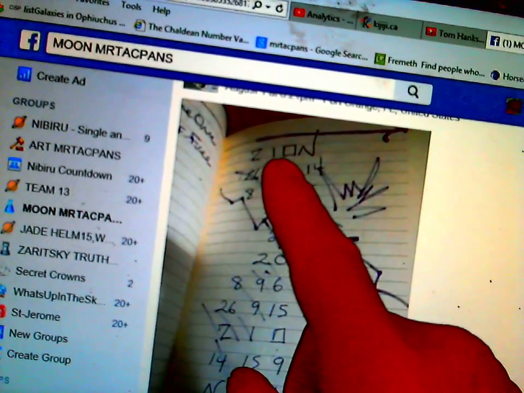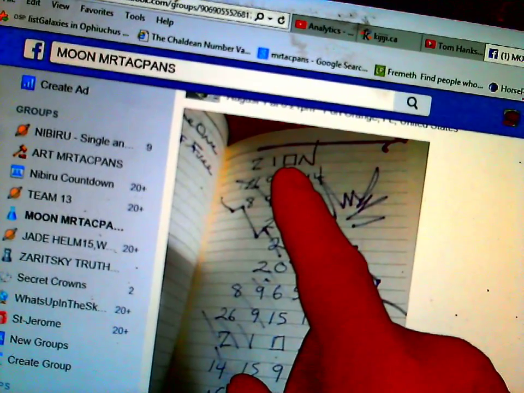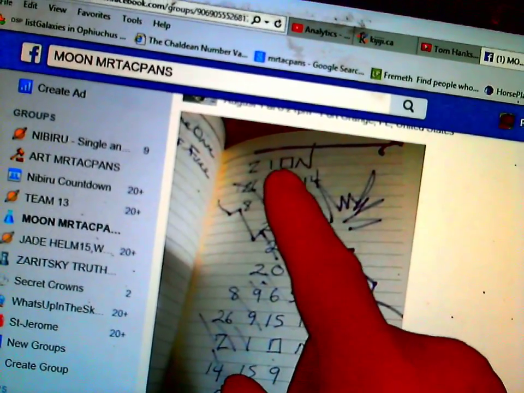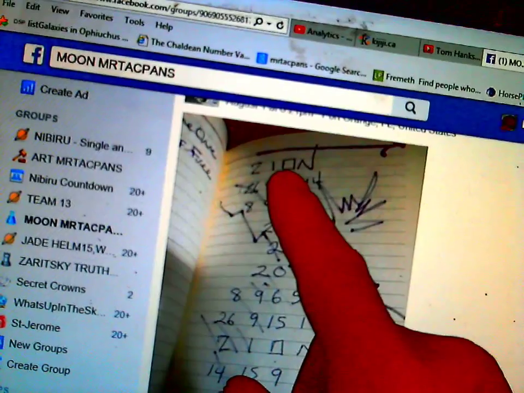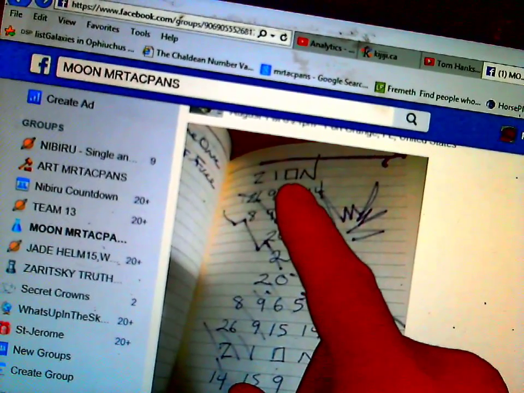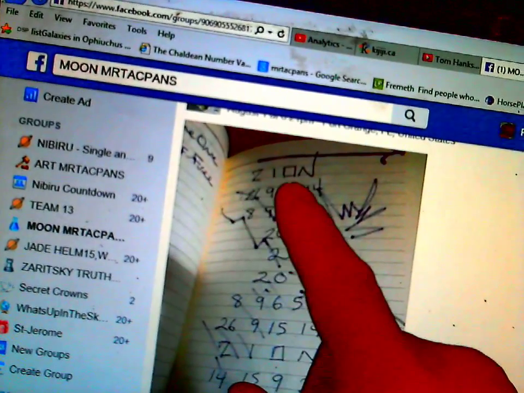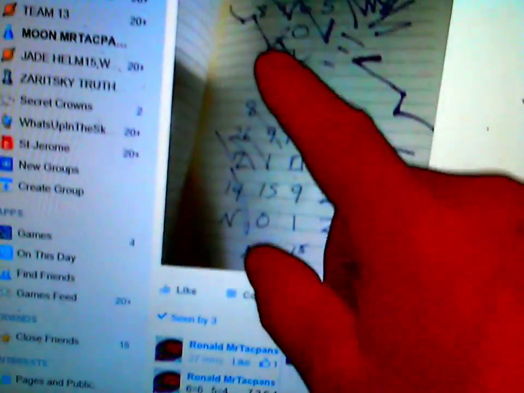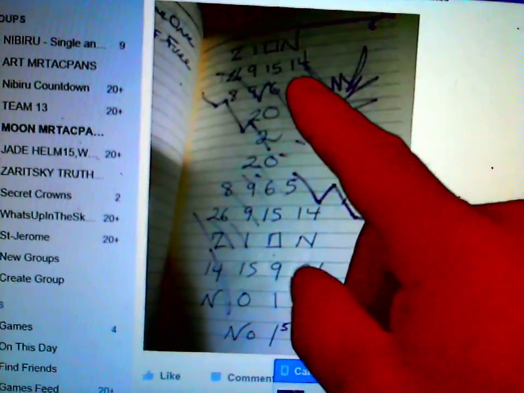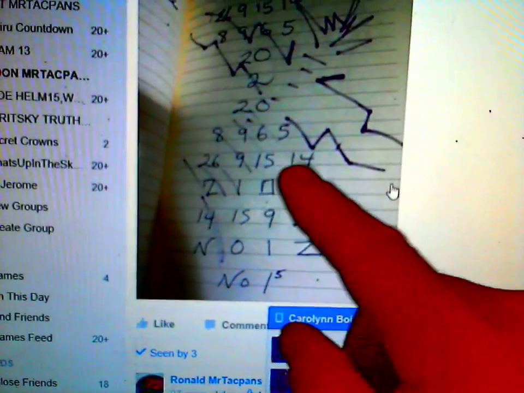1, 0, 10 equals 6. This one, 0 equals 15, right over here. 15th letter, A and E. A, N, or E, N. Mediterranean, end, Zion. So anyways, we get the 26, the 9, the 15, and the 14th letter.